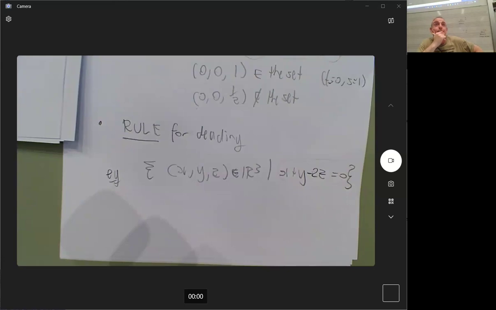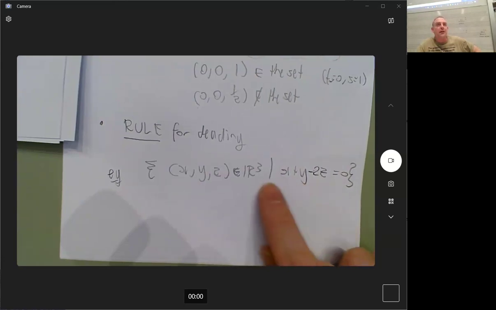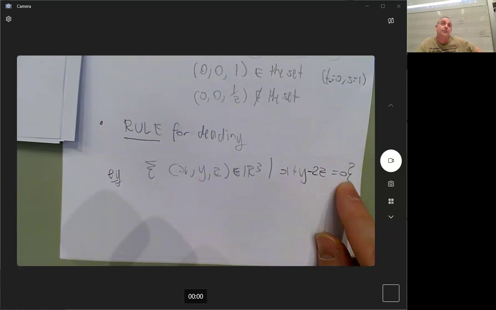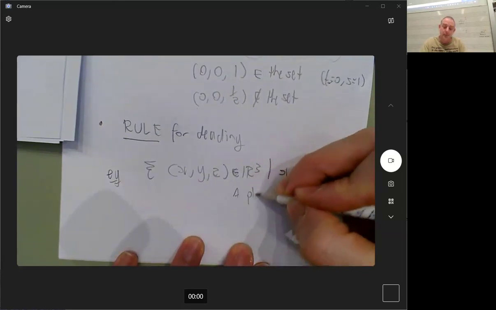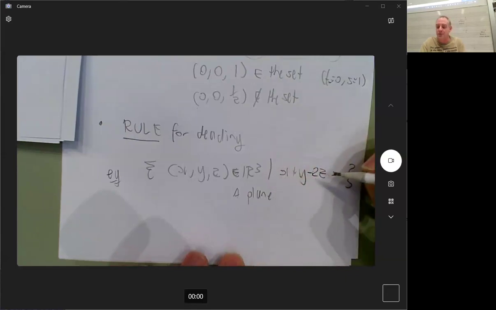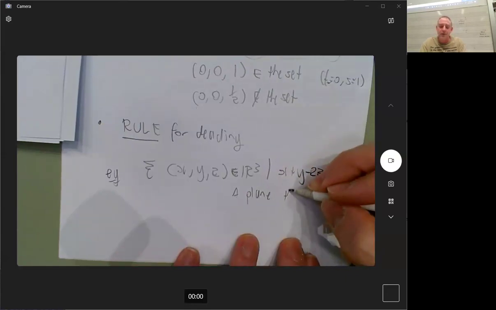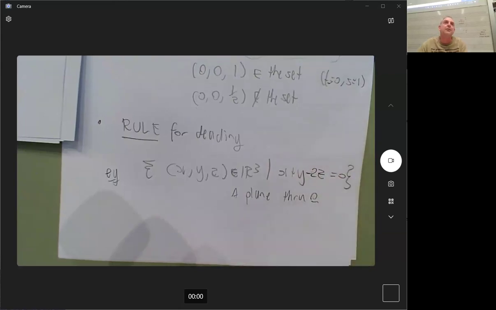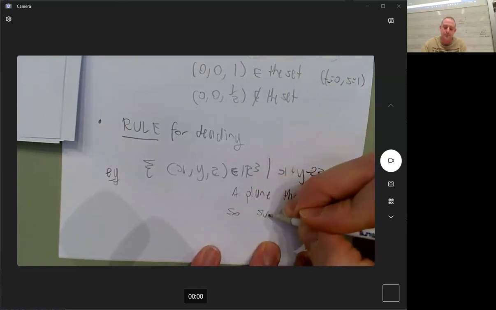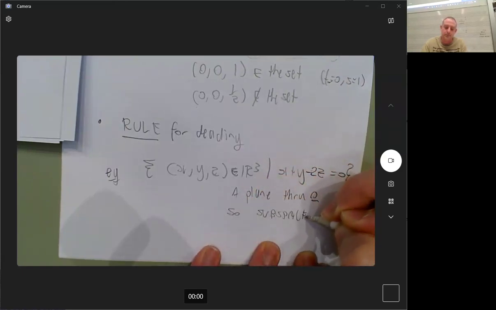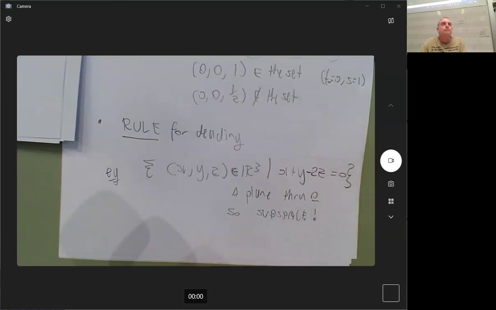It's a plane. One linear equation in R3 makes a plane. And you just said that the origin is in this plane. It's a plane through the origin, which means it's a subspace. Yep, that's a great thing.